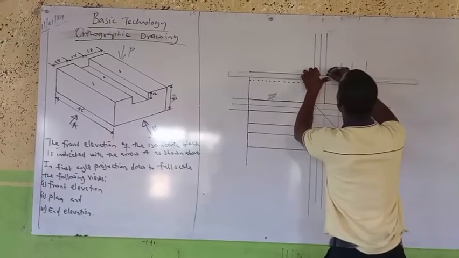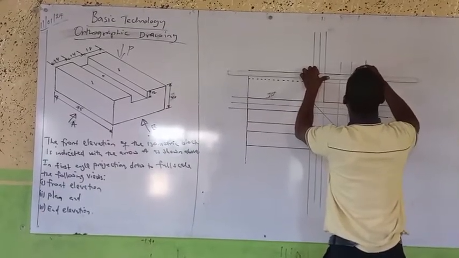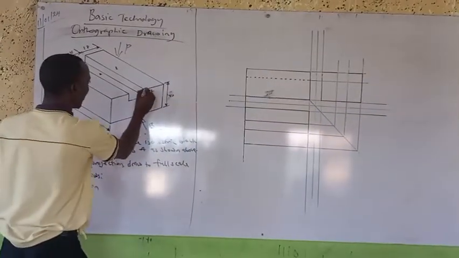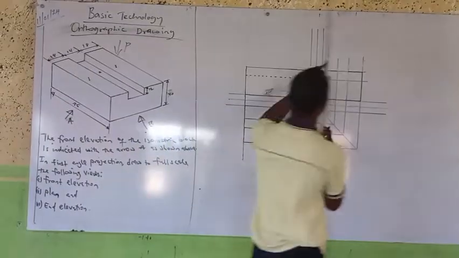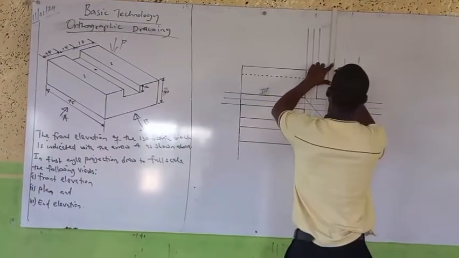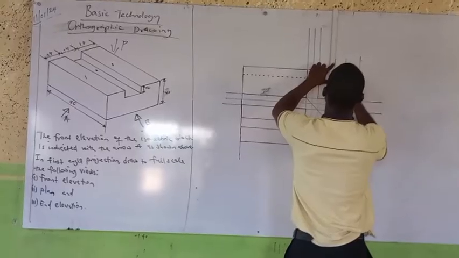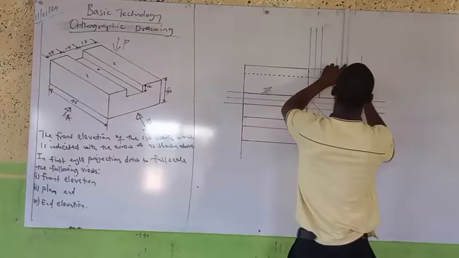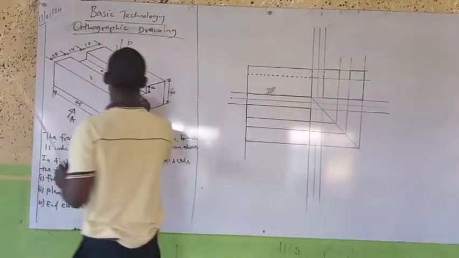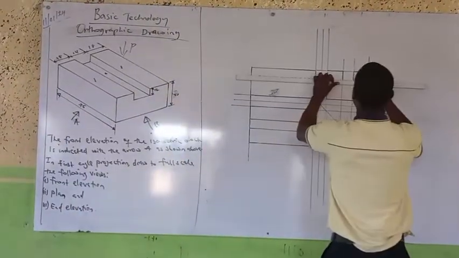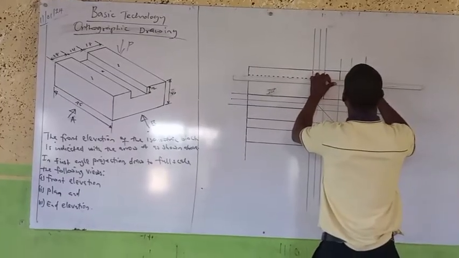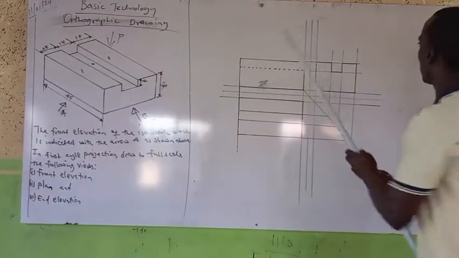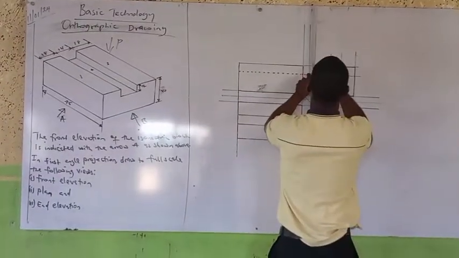I bring them out. This and this. Correct. Now, from this point to this point, and from this point to this point, I bring them out as well. And this. And finally, from this point to this point, that is from this point to this point. That is just it about the side elevation.